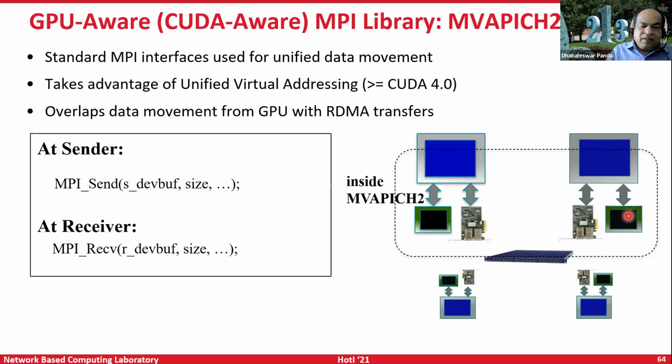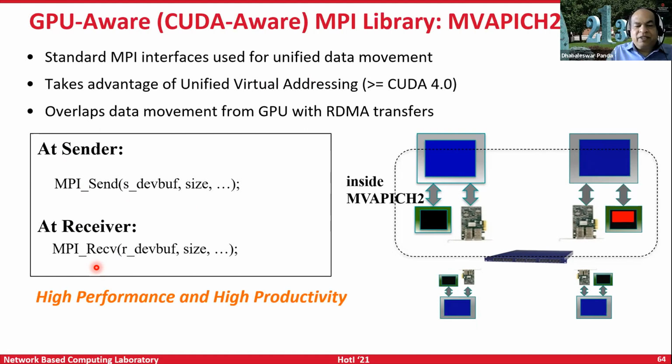And in fact, that helps the end users to just write MPI send, MPI receive from a GPU buffer to a GPU buffer. Everything else, as you can see, is taken care of by the underlying MPI library. It automatically finds out what is the best possible path and gives you the communication with very high performance and with high productivity.